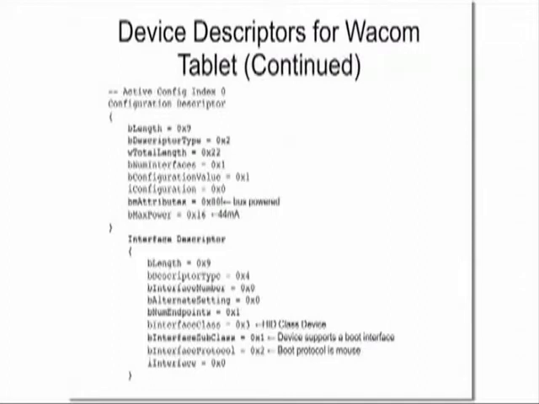Then you have hanging off the configuration descriptor an interface descriptor. Value of 3 for interface class identifies it as a HID device. It supports boot protocol, and the boot protocol it supports is for mouse. That's the value of 2. So all of this stuff is actually in the USB documentation.